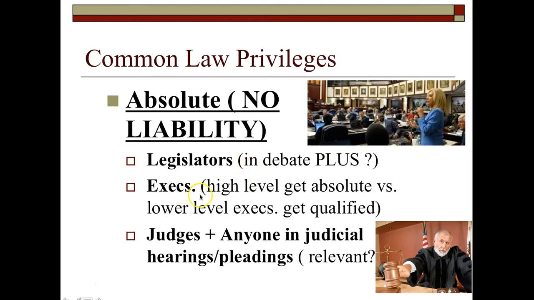High-level executives get absolute privilege when they're performing a governmental function, making a press release or a statement as part of their executive function. Lower-level executives will only get qualified. And then judges, and anyone involved in a judicial hearing, a lawyer, a witness, statements and pleadings, as long as they're relevant to the case, will pick up absolute privilege.